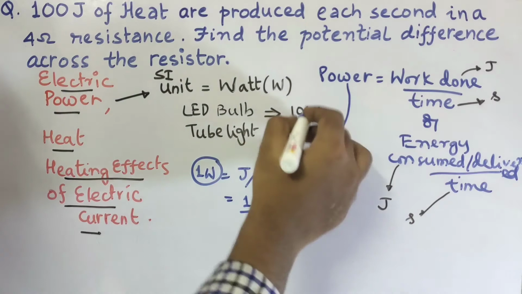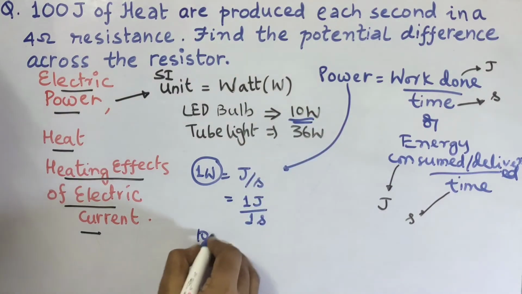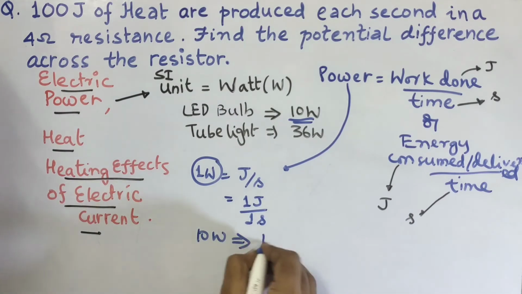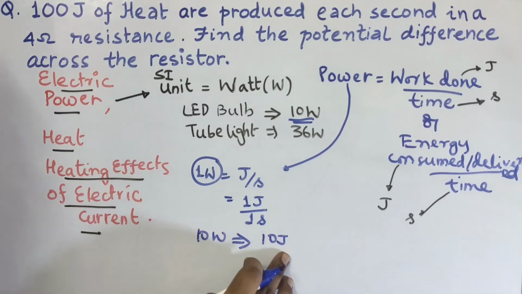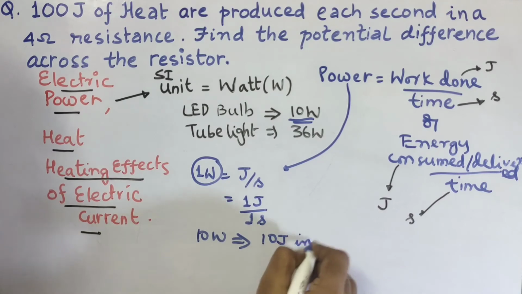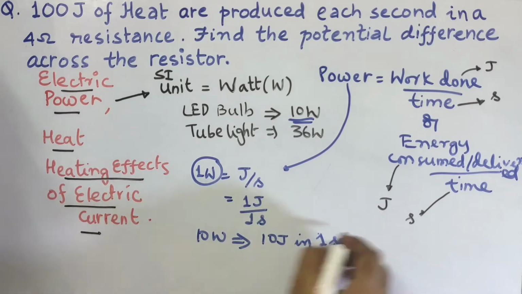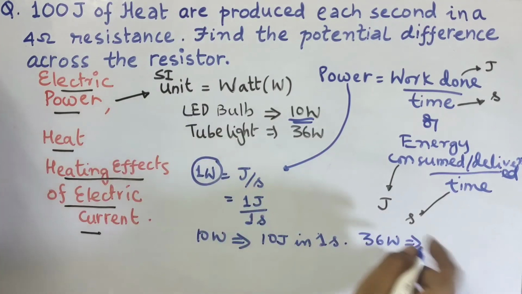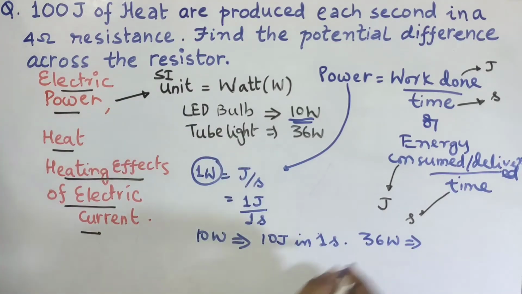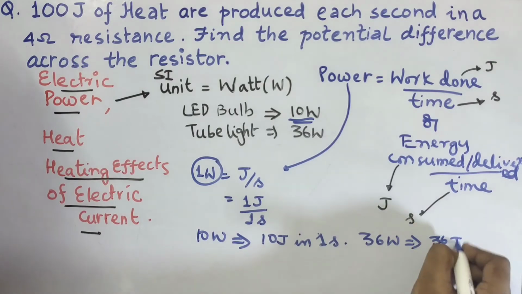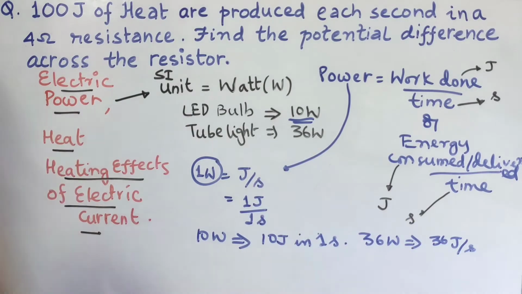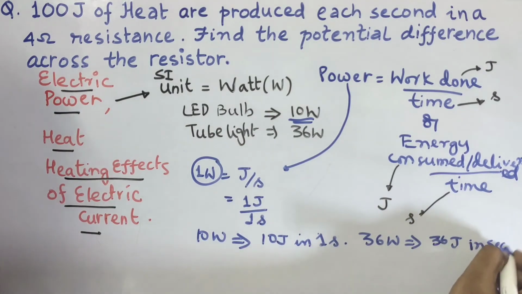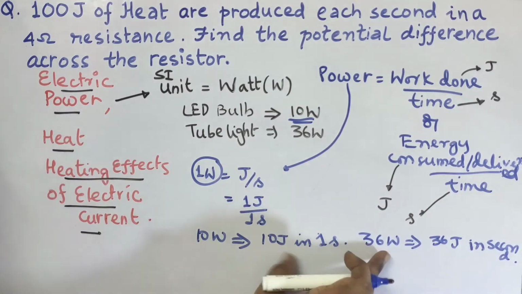So if the power rating is 10 watt, that means the bulb is consuming 10 joules of energy in 1 second. If the power rating is 36 watt, it means the tube light is consuming 36 joules of energy in every second. So that is the meaning. So these are consuming energies.